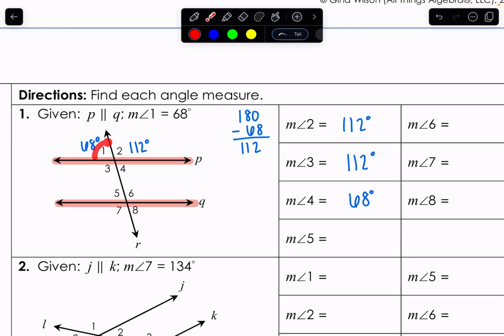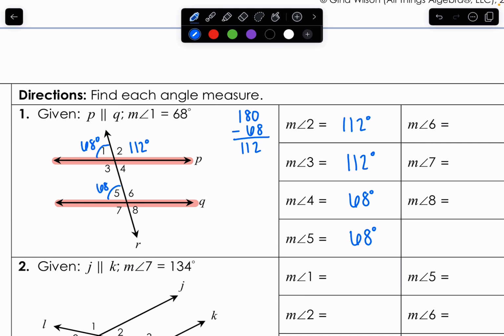What relationship do we have with angle 1 and any of these other angles? I'm going to use corresponding angles. Angle 1 is on the top left of these parallel lines, and top left of this parallel line here is angle 5. So angle 1 and angle 5 are corresponding angles. What we know about corresponding angles is that they are equal. So angle 5 is going to be 68 degrees.